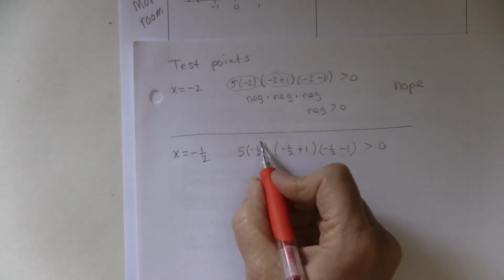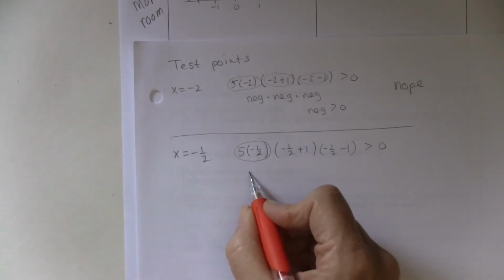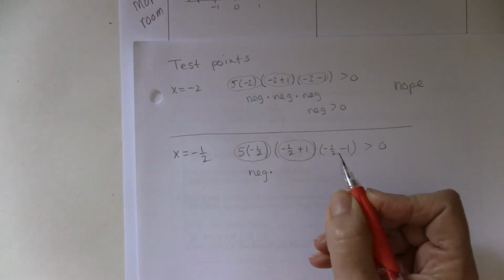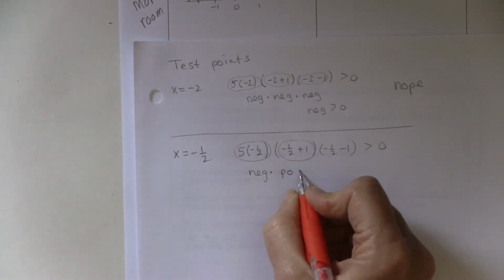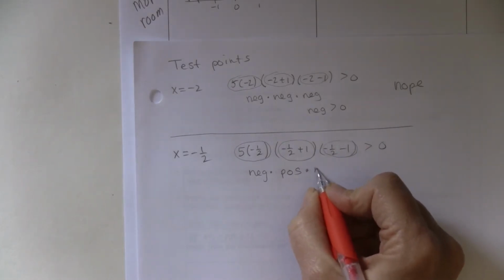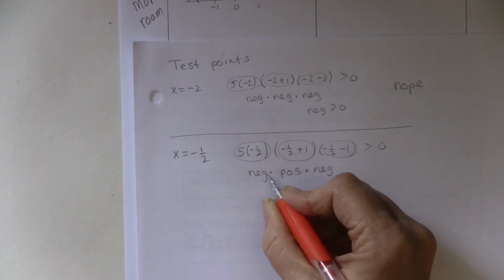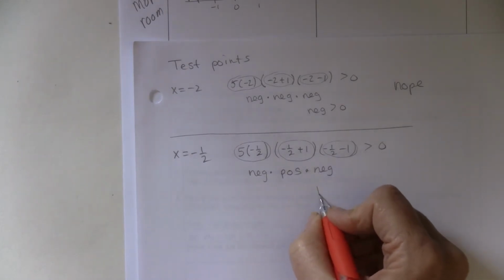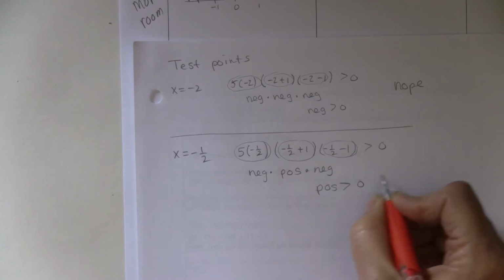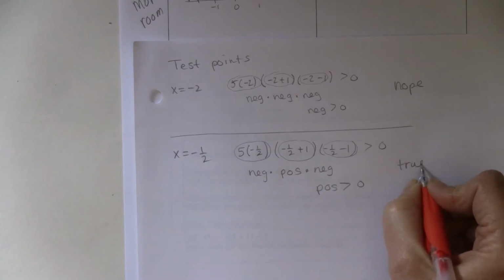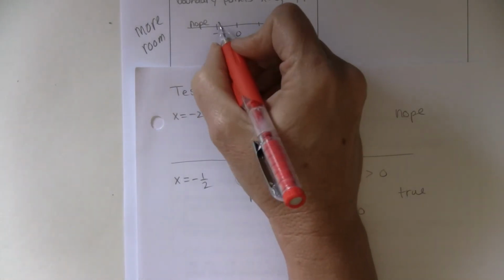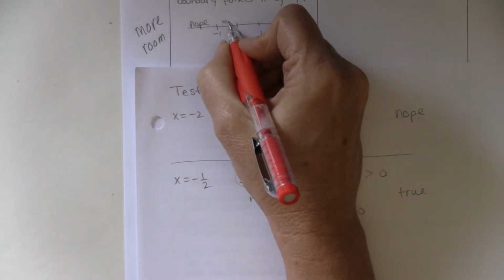And I'm going to be circling that, and I'm going to be saying that's negative. In here, now negative 1/2 plus 1, that's positive. And this is negative. So when I multiply a negative times a positive times a negative, I get a positive. And every positive number is bigger than 0. And so this is a true region. So the region that goes between negative 1 and 0 is true. It's part of the solution.